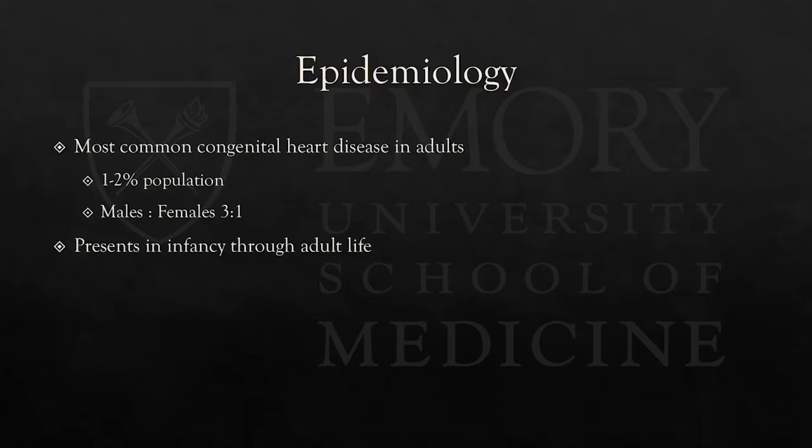Bicuspid aortic valve disease is the most common congenital heart disease in adults. It affects approximately 1 to 2% of the population. It does have a male predominance of approximately 3 to 1, and it can present throughout life. We see patients that have been followed since a really young age in our clinic. We see patients most commonly that are diagnosed in those middle age years, fourth, fifth decade of life. They presented with some element of symptoms and have undergone echocardiogram, which diagnosed the bicuspid aortic valve disease.